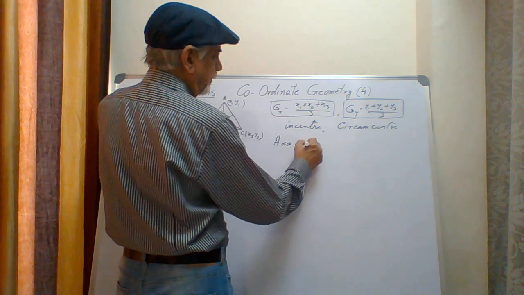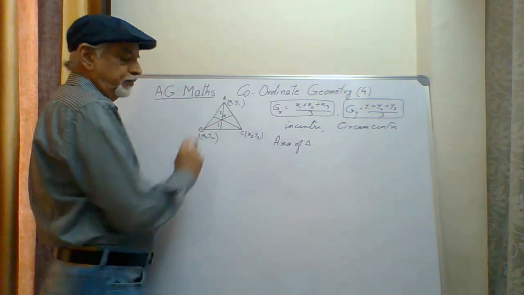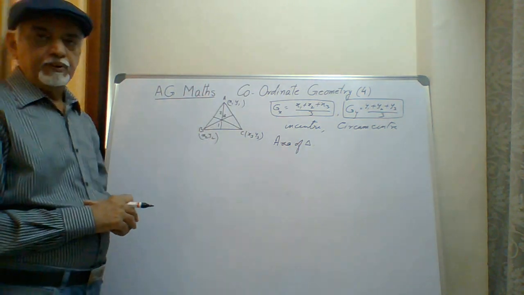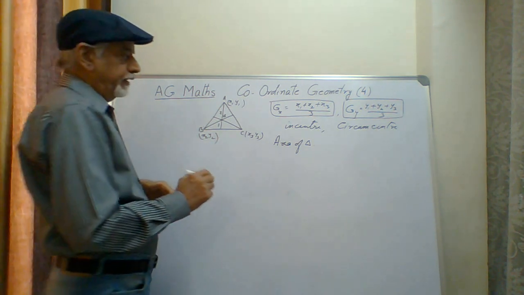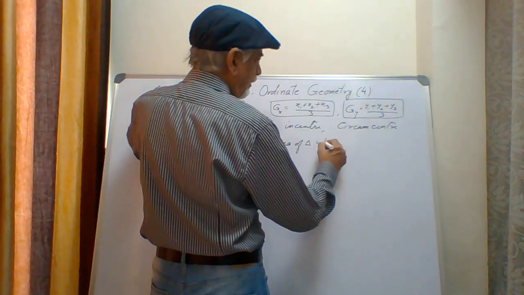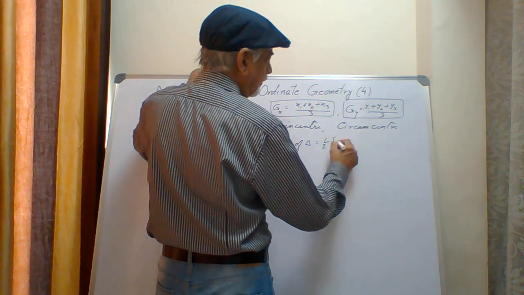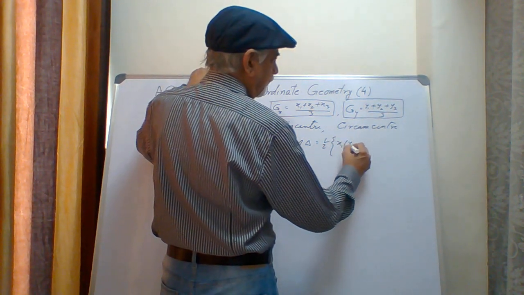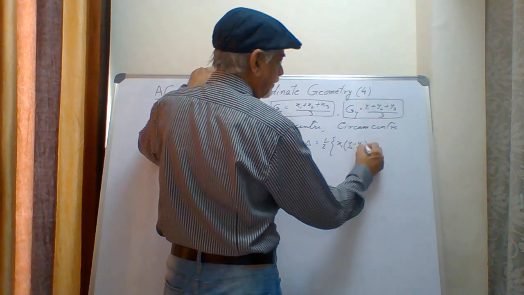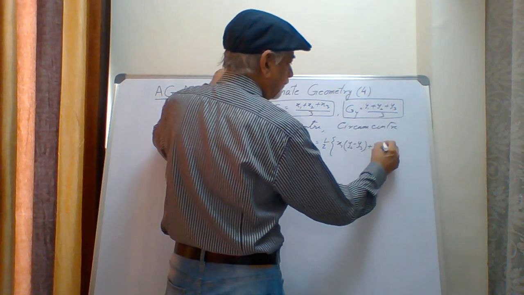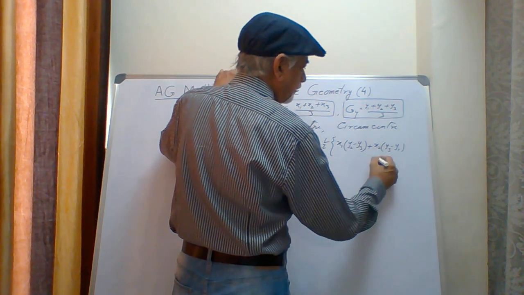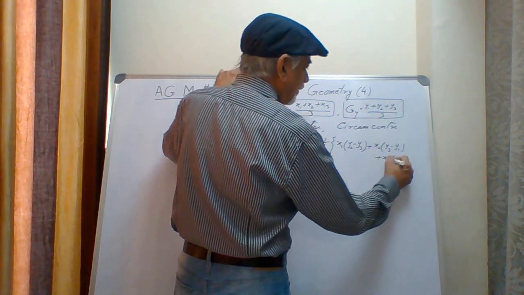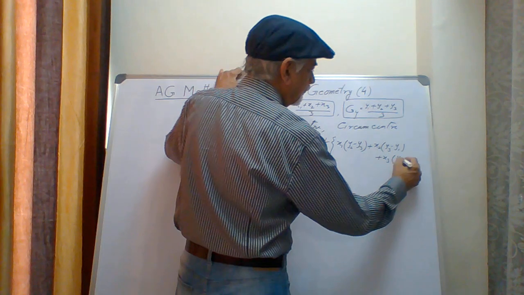Then we also discussed the area of a triangle. The area of a triangle ABC whose coordinates are x1, y1, x2, y2, x3, y3 was calculated as half into x1 times y2 minus y3, plus x2 times y3 minus y1, plus x3 times y1 minus y2.